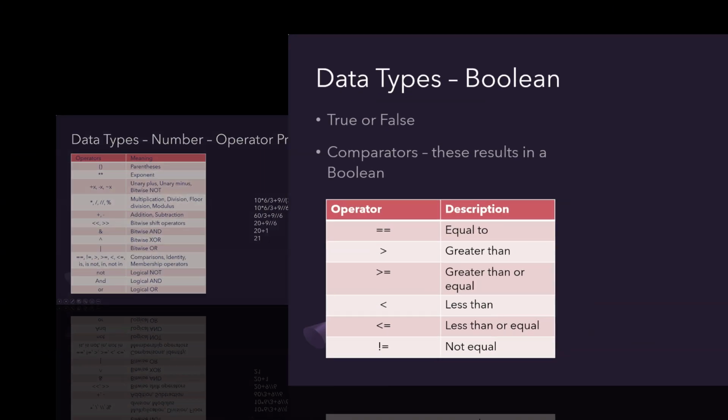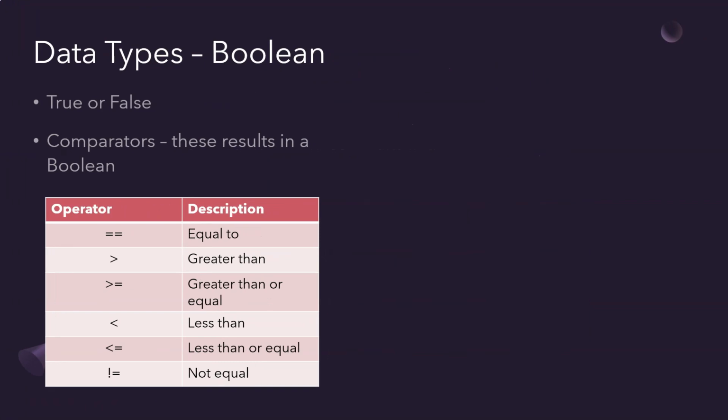So data type Boolean is used to store two values, which is true or false. These are good for a lot of comparison purposes. All the comparators, when we use them, result in either true or false. And below are some of the examples for comparison. Let's try some of these.